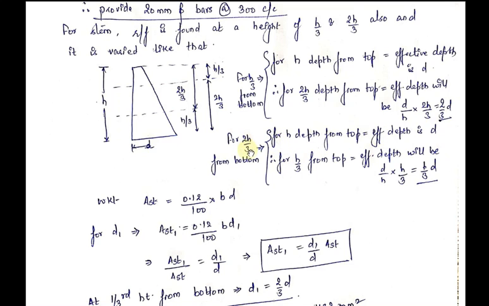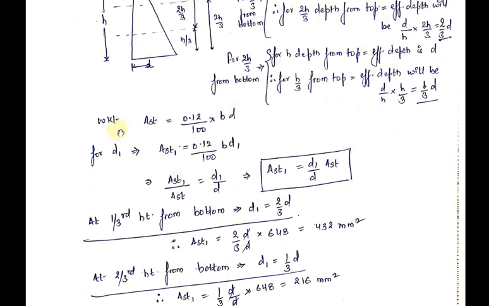Now, for 2h by 3 height from the bottom, if I take 2h by 3 height from the bottom, at the top it will be h by 3. So therefore, for h depth from the top, effective depth is d. So therefore, for h by 3 depth from the top, the effective depth will be d by h into h by 3, which will give you 1 by 3 of d.